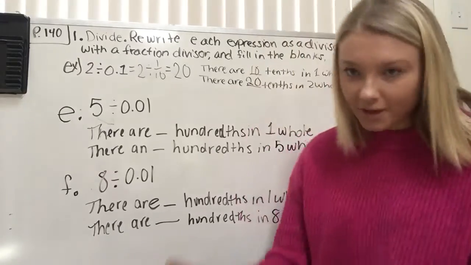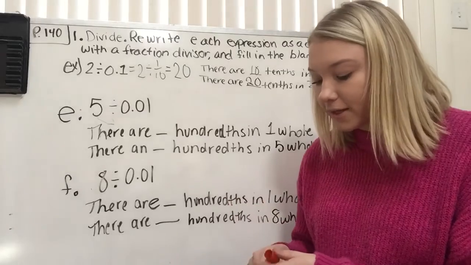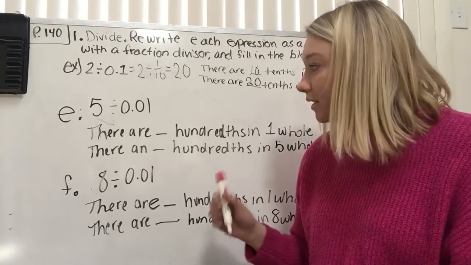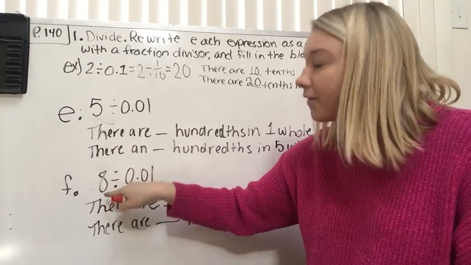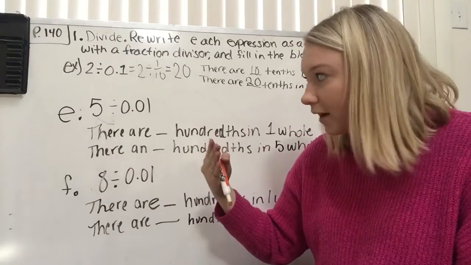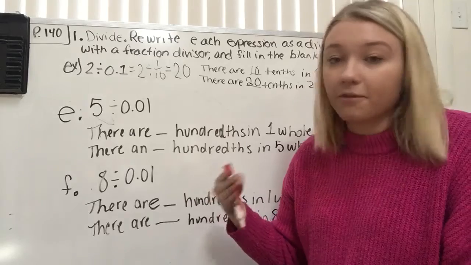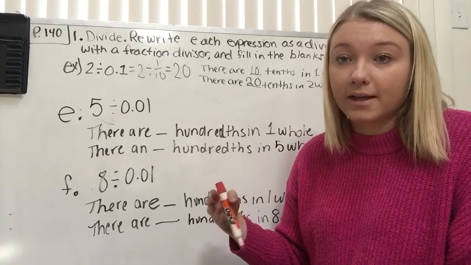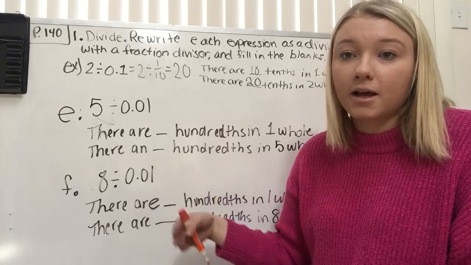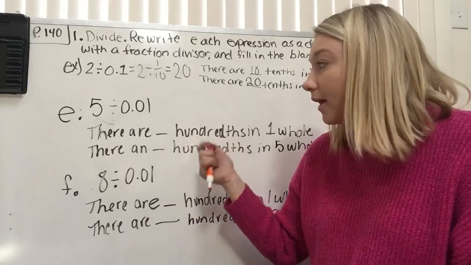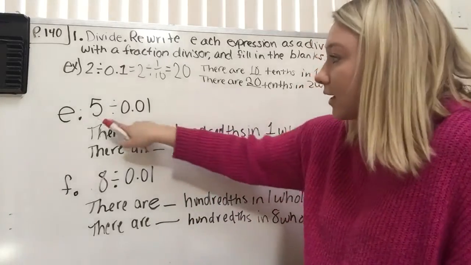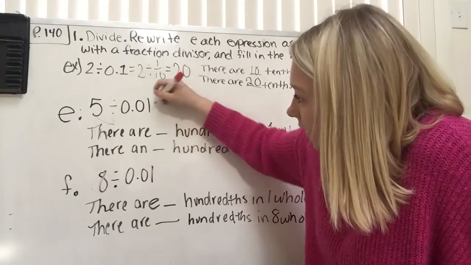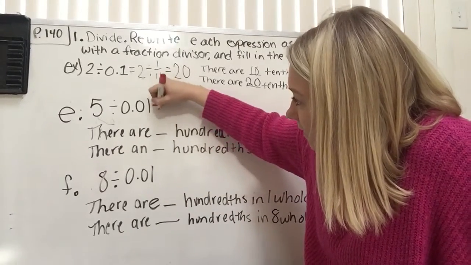Okay, so now let's get back into it. The last example was a little different because it was not a whole number that they were dividing by, but decimals. This is another whole number divided by a decimal. So we're going to change this into an expression with a fraction divisor.